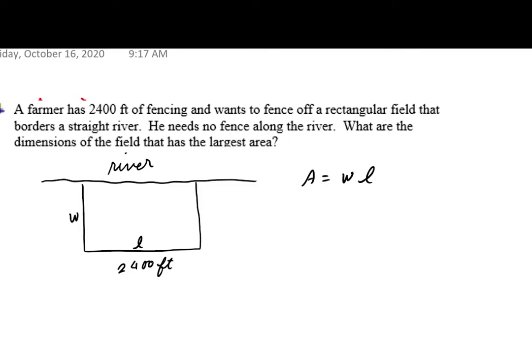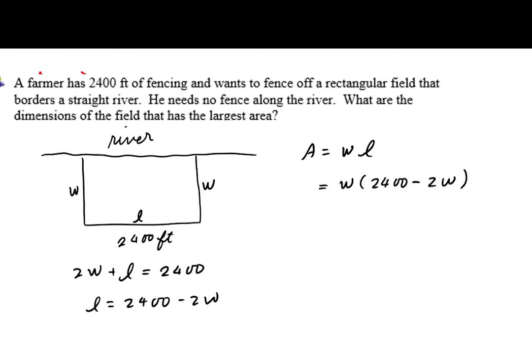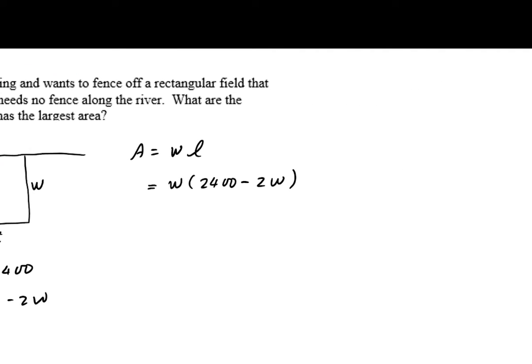So let's take a look at this situation. Looks like the entire fencing material, which is 2W and 1L, has to be 2,400, right? Looks like eliminating L. You have done this before, right? Eliminating L would be an easier way to do. Now you substitute it back here. So this is W times 2,400 minus 2W. Okay, at this point, we already know how to solve this because this is Algebra 1.